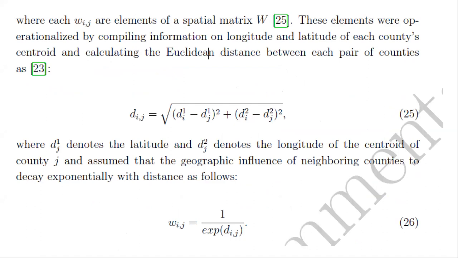All right. And so the elements were operationalized by compiling information on longitude and latitude of each county's centroid and calculating the Euclidean distance between the counties or the centers of the county. And then we're assuming that the geographic influence of neighboring counties decays exponentially with distance. So there's a lot going on here.